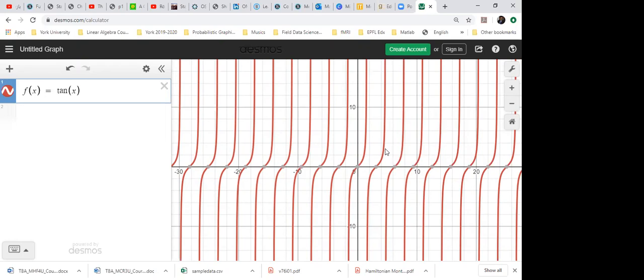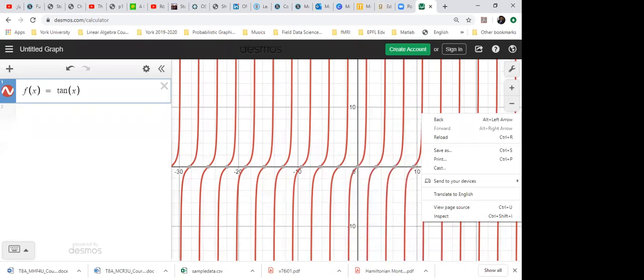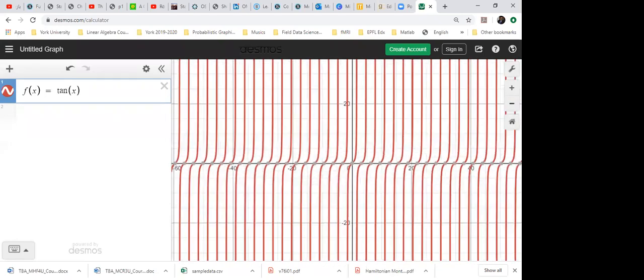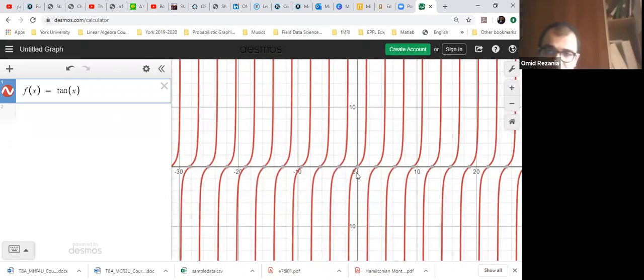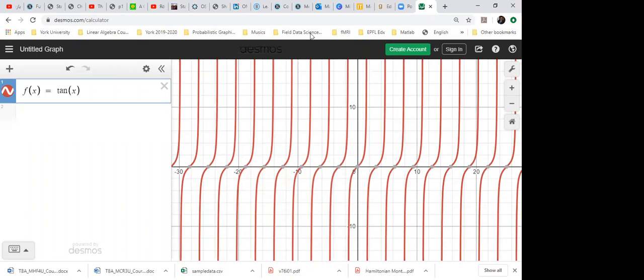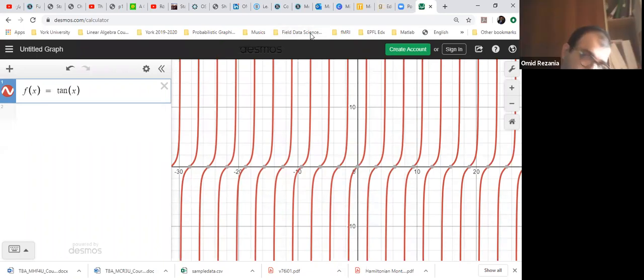Yes. But how about the range of the function? What is the range? I mean the values along the y-axis. From 0 it goes to infinity, and from 0 it goes to minus infinity. It means the range is what? All real numbers. Does it make sense, everyone? Yes. Any questions? No? How about you, Philip?